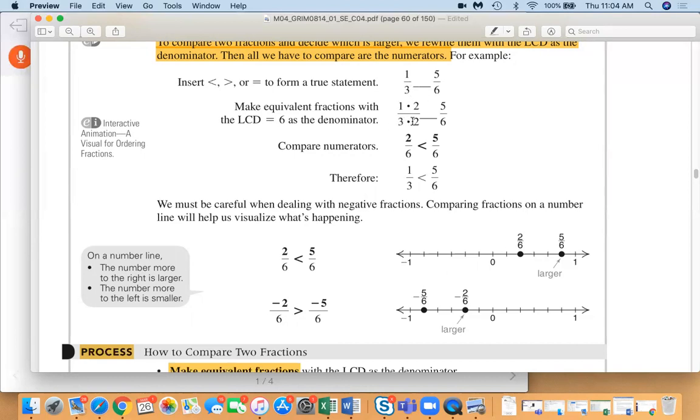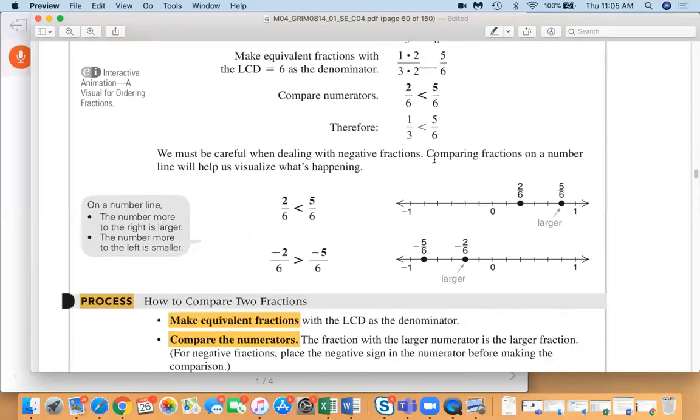In order to make this 3 into a 6, we have to multiply it by 2, which means we multiply top and bottom by 2. The equivalent fraction is 2/6. Since we can see that 2 is less than 5 in the numerator, we know that 2/6 is less than 5/6. Again, you can also visualize this on the number line, and this is going to help us when we start looking at negative numbers. Here, we see that 2/6 on this number line is definitely smaller than 5/6 when we're on the positive side.